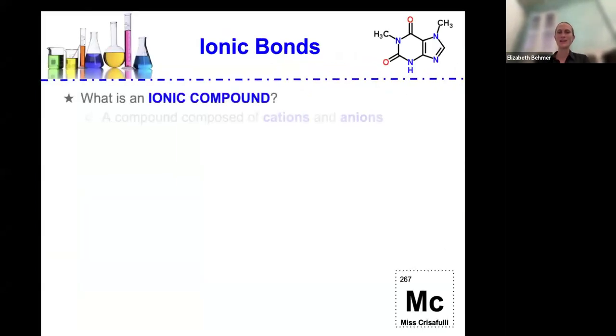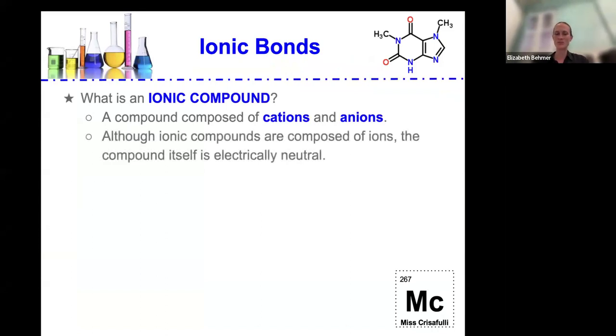All right, so what is an ionic bond? It's a compound composed of cations and anions. And if you need to review what a cation and an anion is, please watch the 7.1 video. Although ionic compounds are composed of ions, the compound itself is electrically neutral.